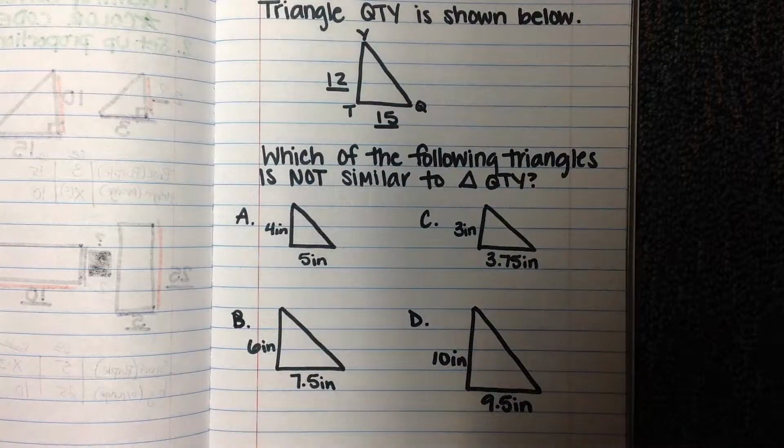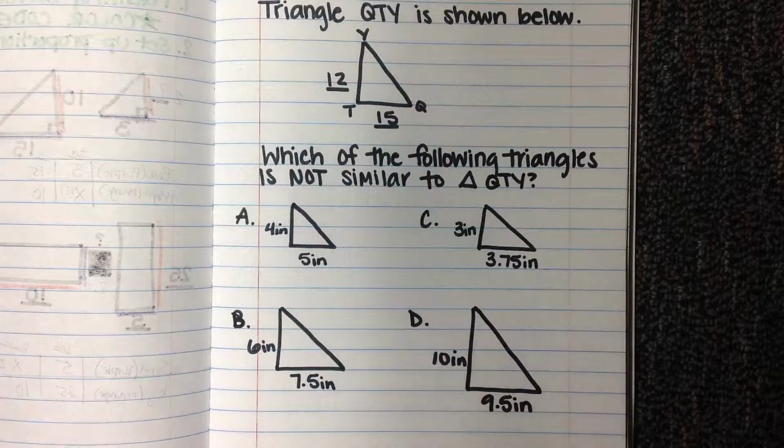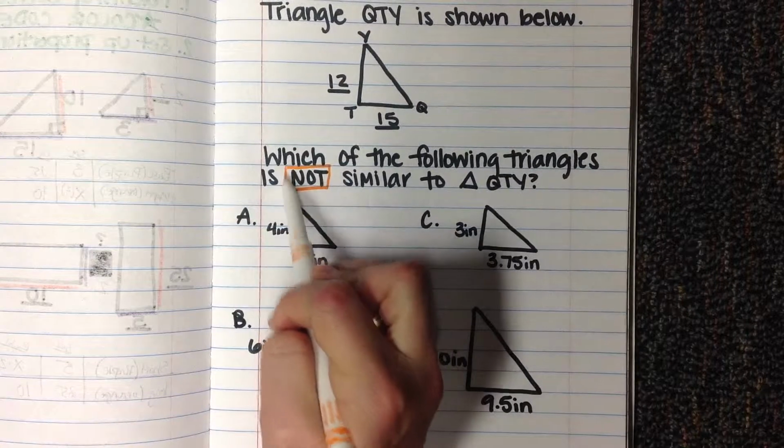Okay, the problem says triangle QTY is shown below. Which of the following triangles is not similar to QTY? Which tells me that 3 of them are similar, and I'm looking for the one that is not.